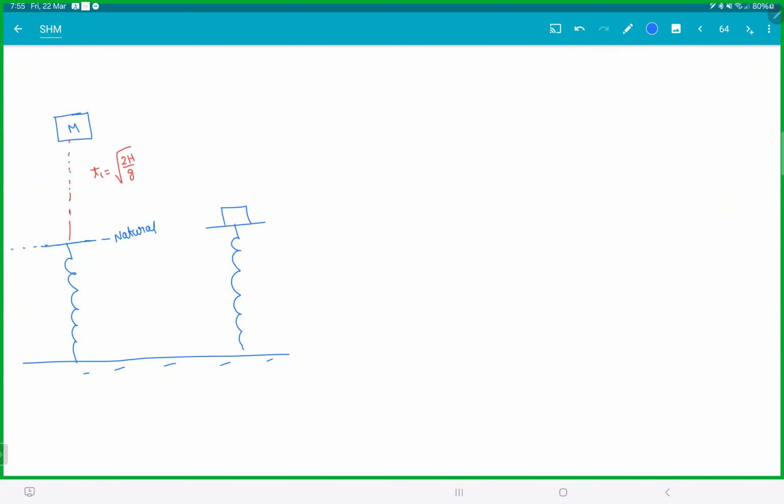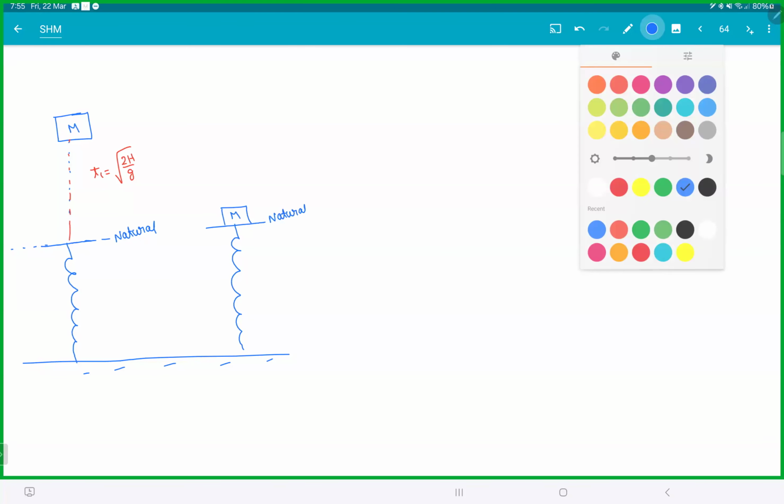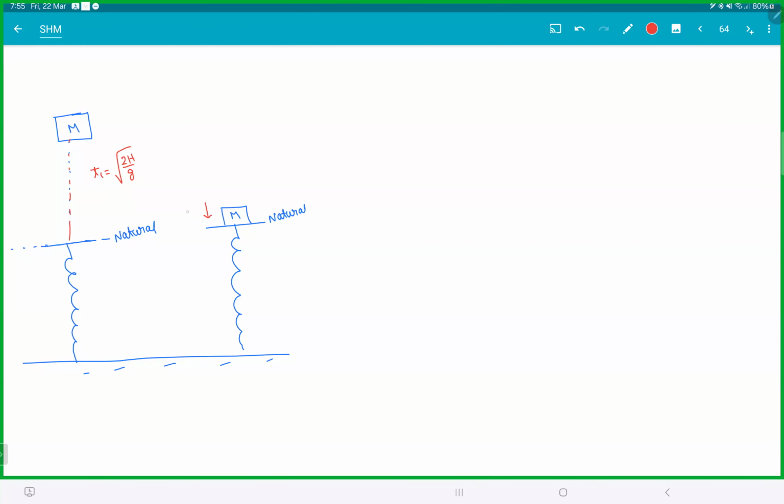You thought this is your mean position. Ye mean position nahi hai. This is your natural length. And you're entering with some speed v here, which you can calculate. Root 2 gh. Now the spring starts compressing.